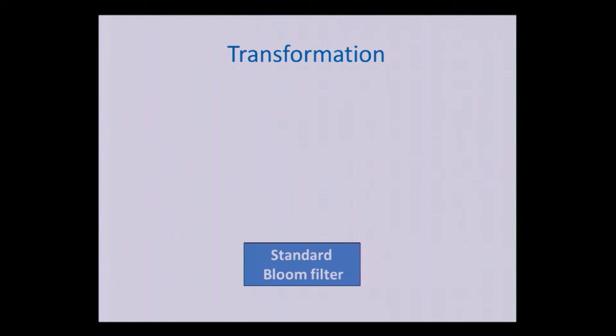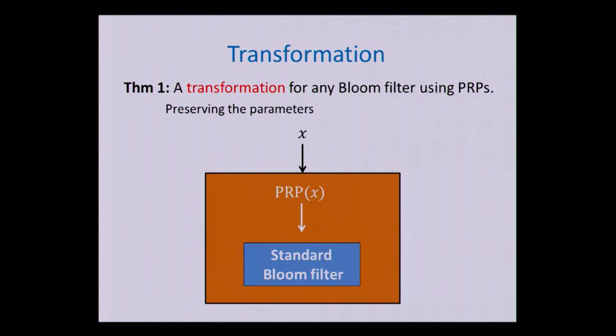How does the transformation work? It's very simple. You start with any standard Bloom filter, and you apply a PRP to the queries before you send them to the Bloom filter. And why is this OK? What you're doing is randomizing the adversary's queries. The queries after the PRP are indistinguishable from random, so he really doesn't have any advantage in playing this game and making queries adaptively. He might as well just choose them at random to begin with. And then the standard Bloom filter security holds.